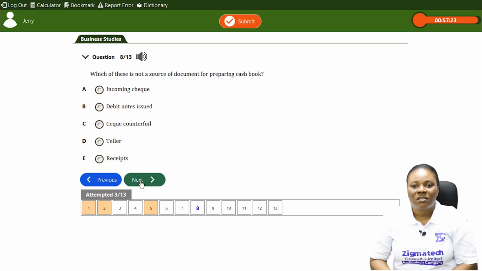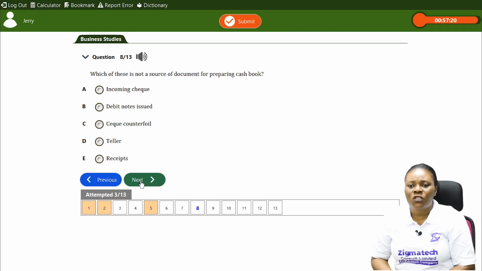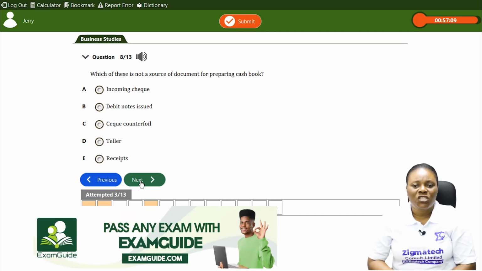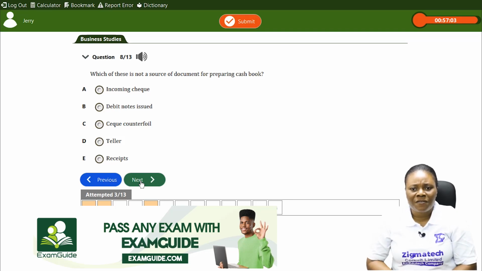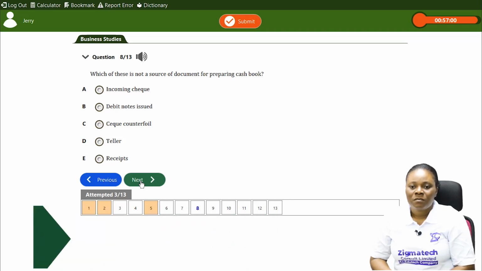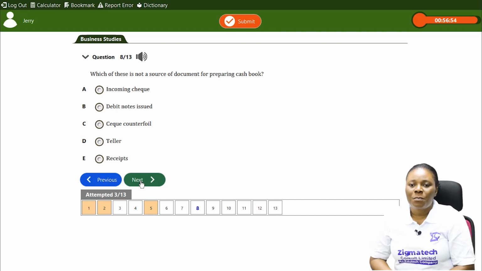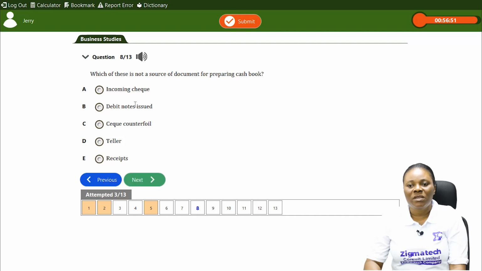Another question says, which of these is not a source of documents for preparing cash book? A, incoming check. B, debit note issued. C, check counterfoil. D, a teller. E, a receipt. Which of these is not a source document for preparing cash book? Is it incoming check, debit note issued, check counterfoil, teller, or receipt? The answer is B, debit note issued.